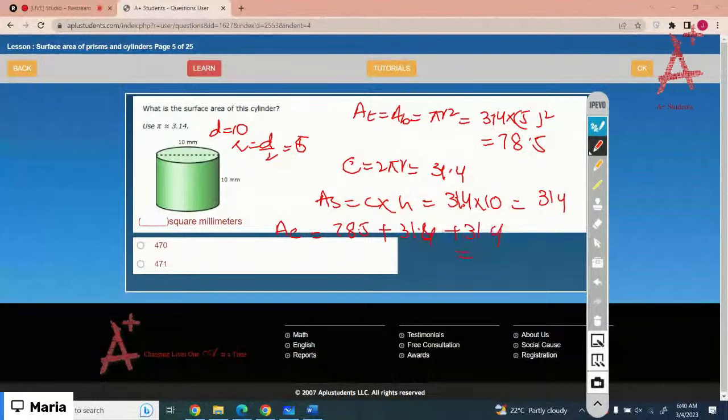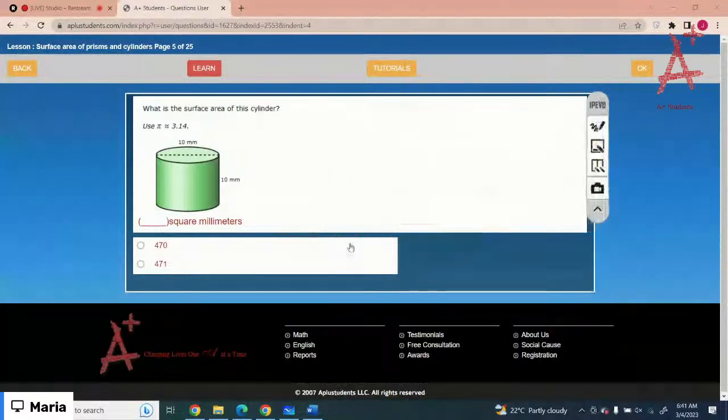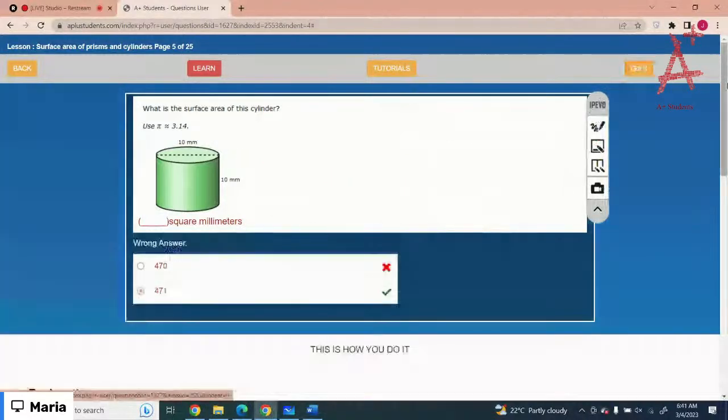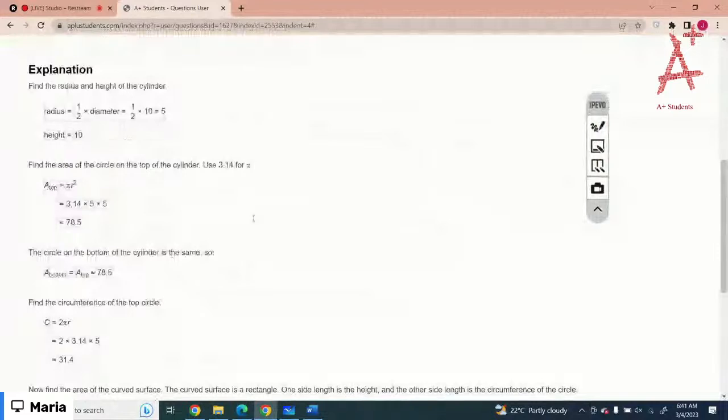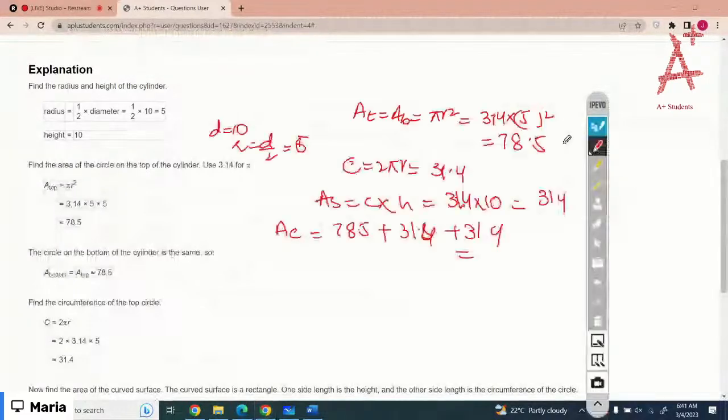I think it made 471. Let me just add them. 78.5 plus 31.4 plus 314. It makes 424. Let me see what's wrong with the question. Let me just match all the values.